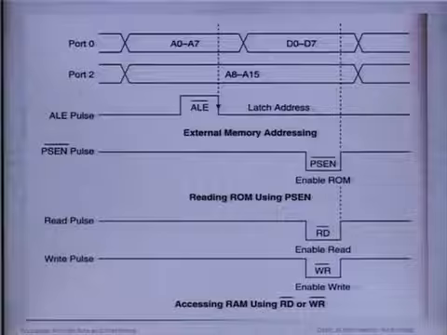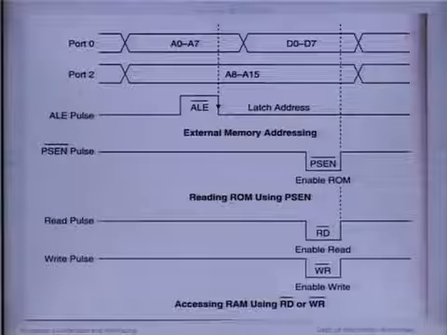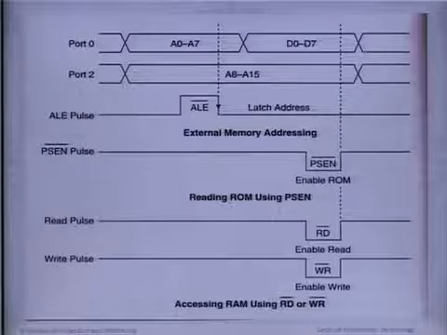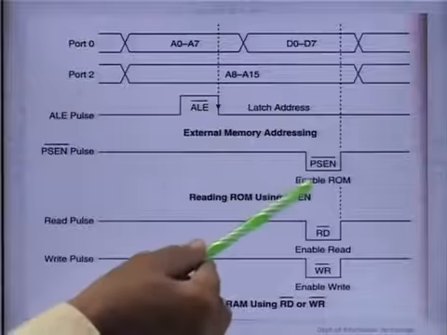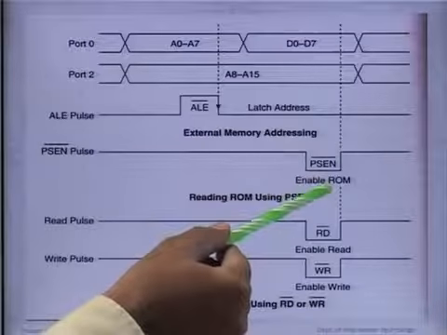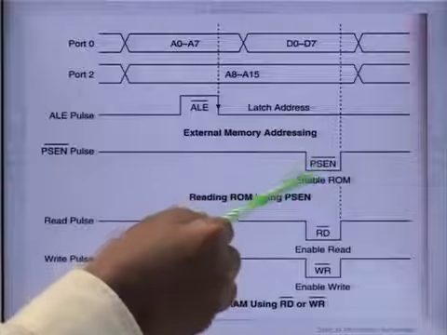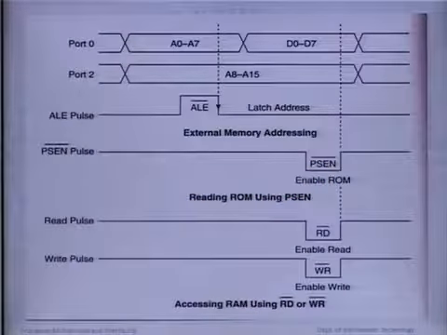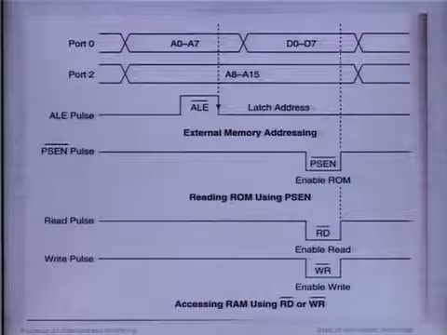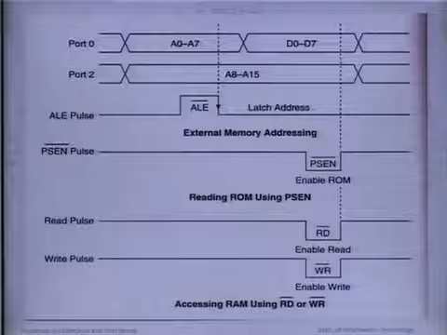For the external ROM access, the PSEN bar pin goes low to enable the ROM. For ROM, it is read-only memory, so there is no question of writing to it. So only a read operation is performed, and during the second cycle, the PSEN bar signal goes low, with respect to which the contents of the ROM are read.